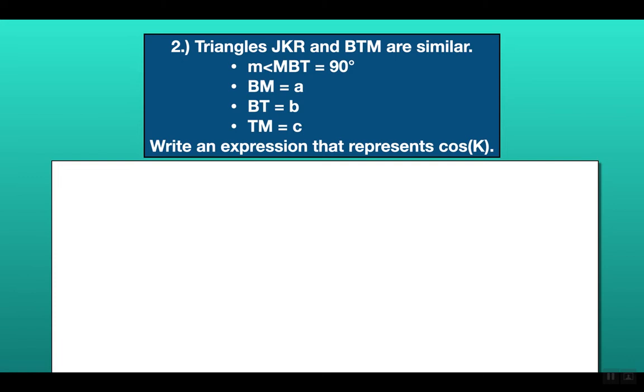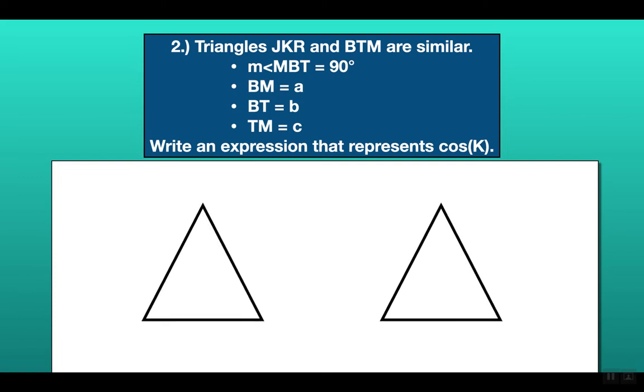It says there's two triangles. So let me draw two triangles. Okay, now it says that the letters of the triangles are JKR and BTM. Okay, and also it says that they're similar. So we got to keep the order of the letters the same. So on the left-hand side, let me write JKR, and on the right-hand side, BTM. And I kept it in the same order that they gave it to me in the question. That's very important. Don't mix up the order.